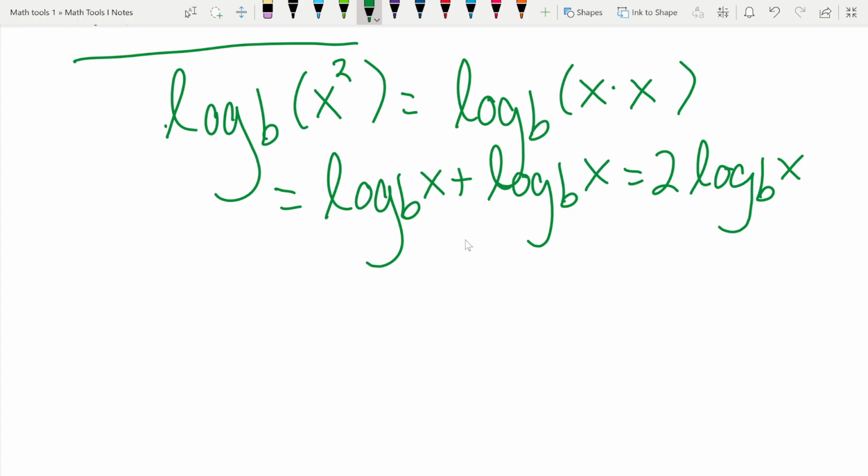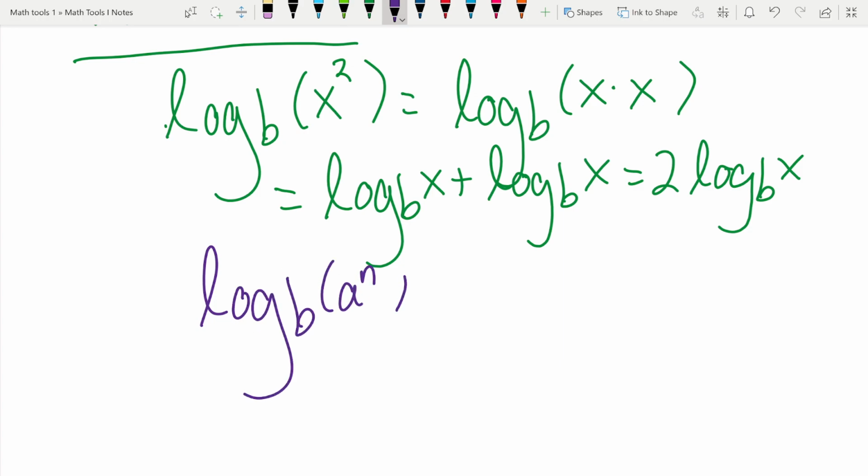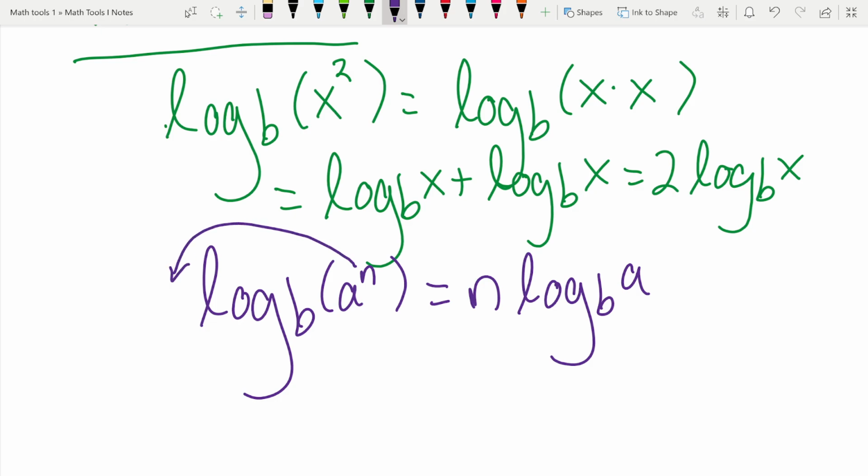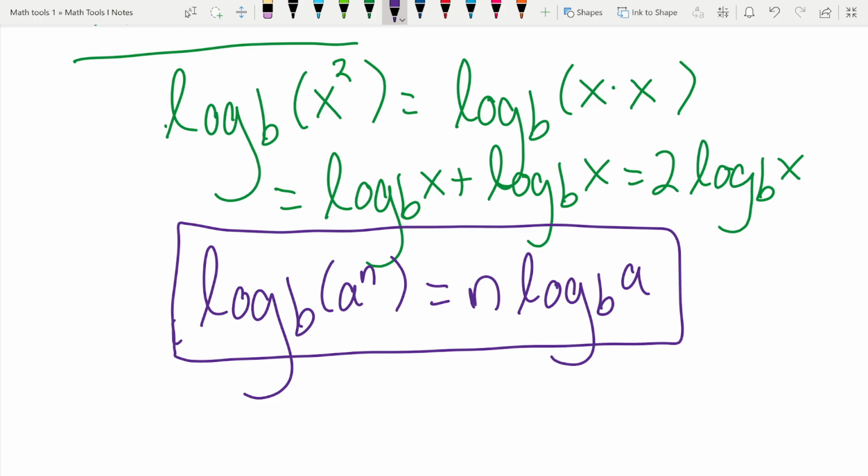So what happens here is that this inside part, with the product rule for logs, if you have, say, log base b of a to the n, here there's going to be n copies of that. So this is going to be equal to n log base b of a. Okay. So that exponent kind of comes out in front. Okay. So this would be the power rule for logs. Okay. So this is a really useful property.